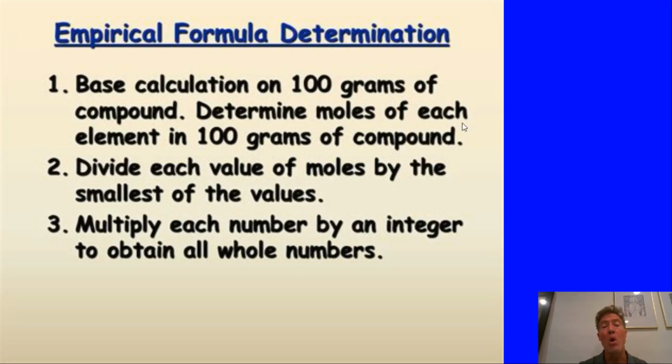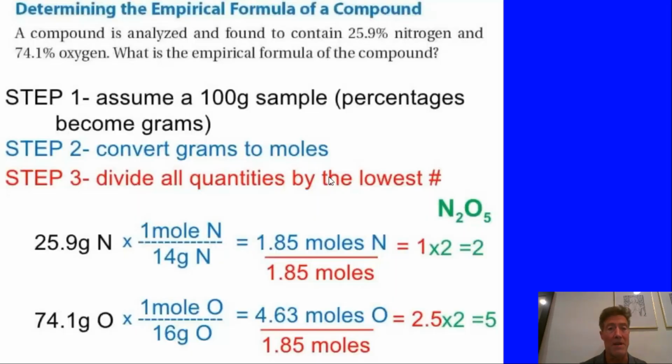And then we're going to determine the moles of each element in 100 grams of the compound. Then we're going to divide each value of the moles by the smallest of the mole values. Don't worry, this will make sense. But this plan of attack is important to know. And then finally, we're going to multiply each number by an integer to make all of these results of the division equal to whole numbers. Okay, an example will probably clarify this.